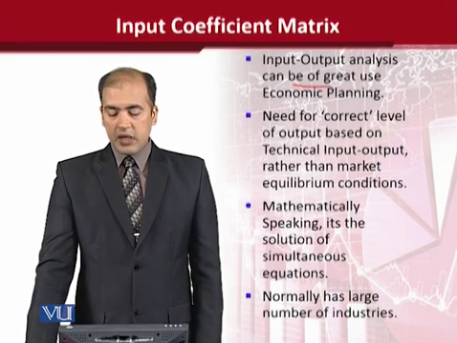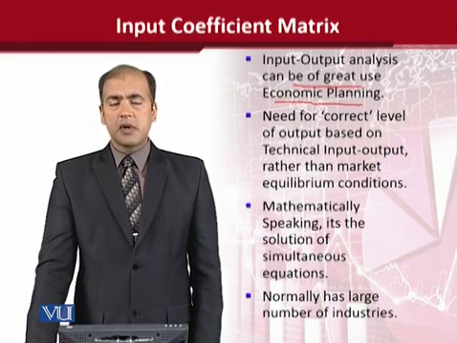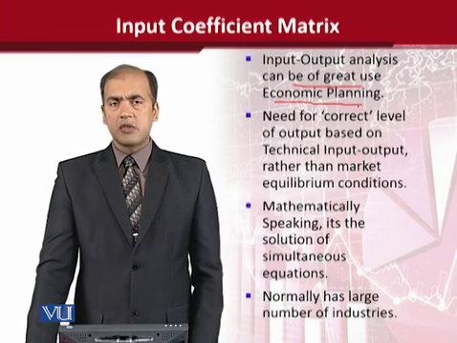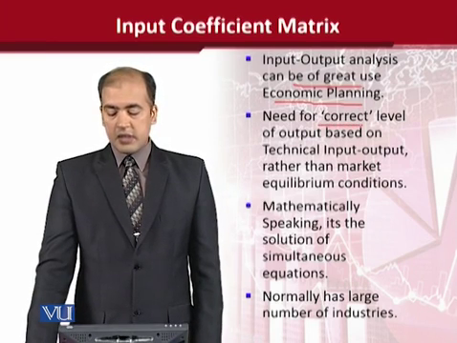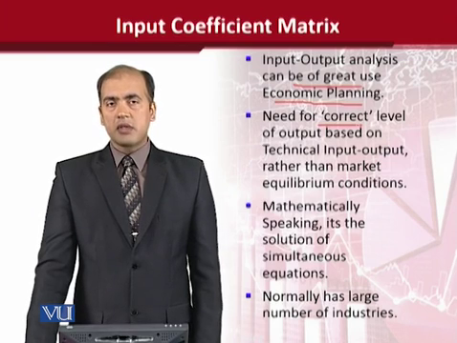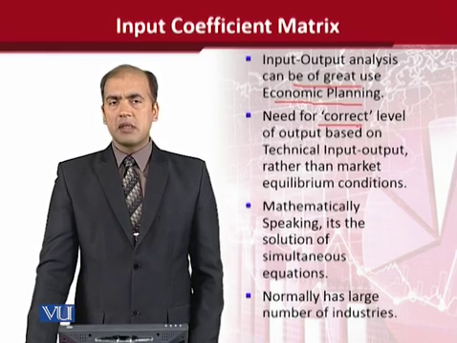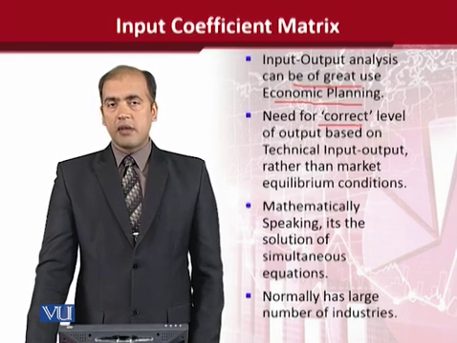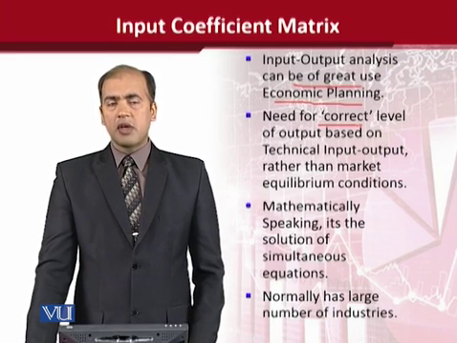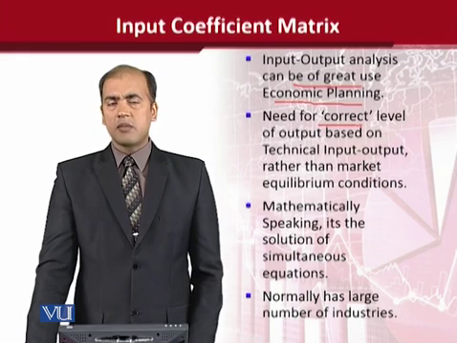Now, it can be of great use for economic planning, because this is what economic planning is, planning about each sector of the economy, how much they should produce and how they should produce. And the question is about the correct level of output. Now this word correct is not just limited to equilibrium, where we try to equate the supply and demand. Rather, we are talking about the technical relations between the inputs and outputs of various industries. So correct is about the technical relations of the inputs and outputs.